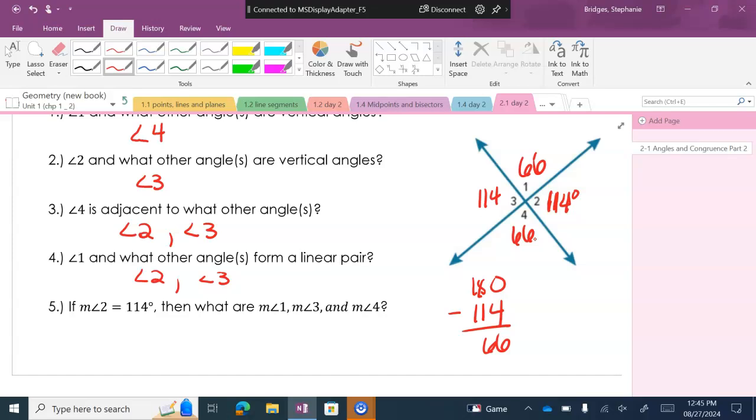Look, so on this one, they gave me angle 2. They gave me this angle as 114. We learned that vertical angles are congruent, so that's the easiest thing to figure out. So you just go directly across. And so that means this angle is also 114. Now, to figure out that one, because these two together are a straight line, that means they equal 180 degrees. So what we did was we just took 180 and we took away that 114. And that's what the other two will be. Does that make a little bit of sense?